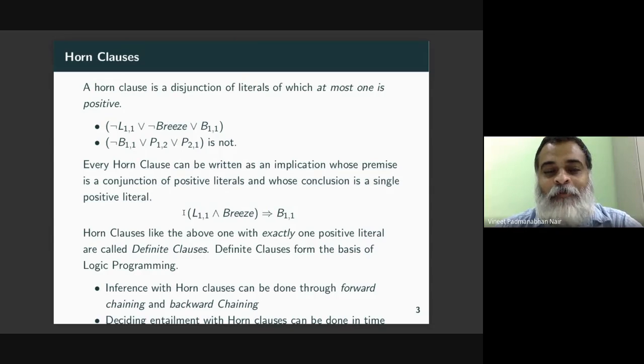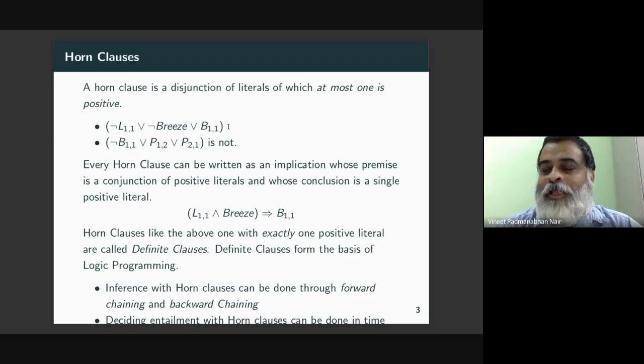When the negation happens outside the bracket, and when you try to prove, negation first applies on L11, it becomes not L11. Negation applies on conjunction, it becomes or, and negation applies on breeze, it becomes not breeze. Implication becomes or, and then B11 remains. So that is the idea. So any implication can be written equivalently as a clausal form.